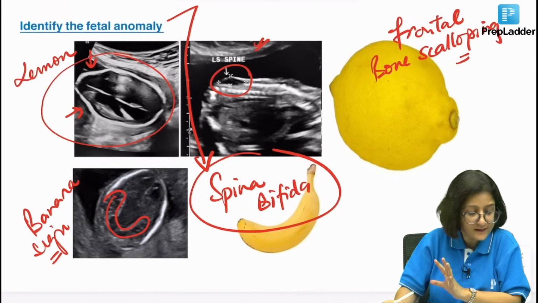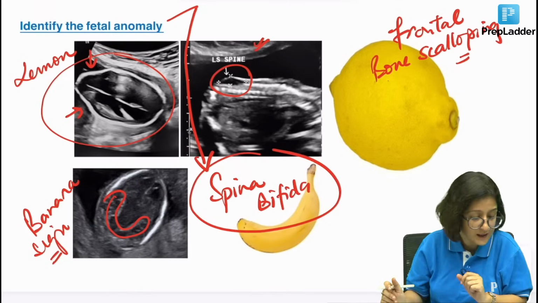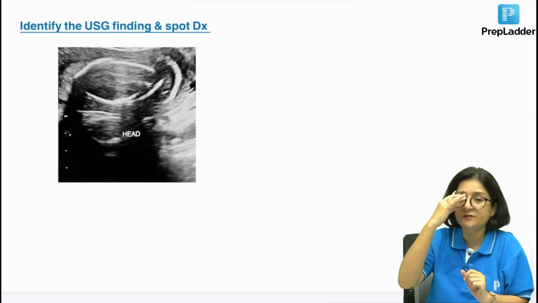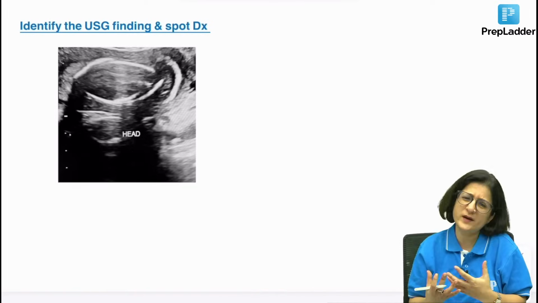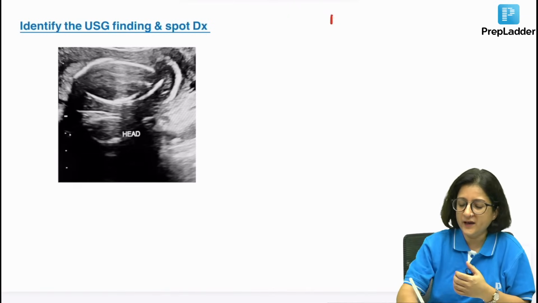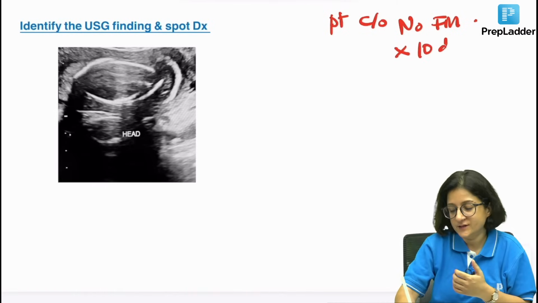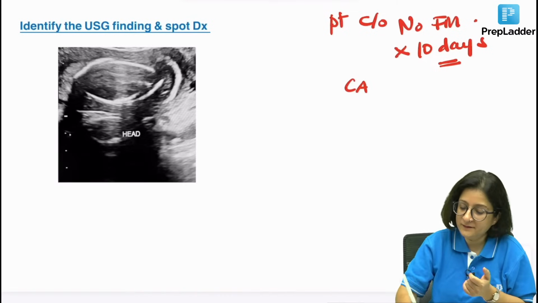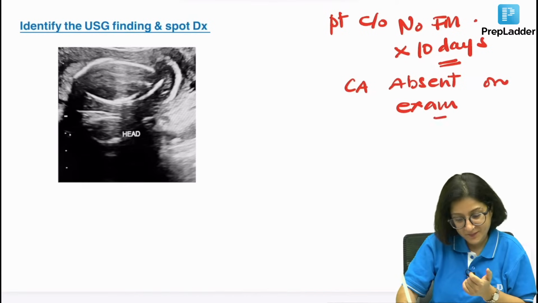Right. So, Dr. Rafa, it's not like which sign is more specific. It has to be seen in the entire context of the scans. All right. Now, next image: identify the ultrasound finding and spot diagnosis. Okay. Now, you will say, madam, give some clues, because the question will come with some clues. Patient came with complaint of no fetal movements for 10 days. Right, scan was done, cardiac activity absent on examination.